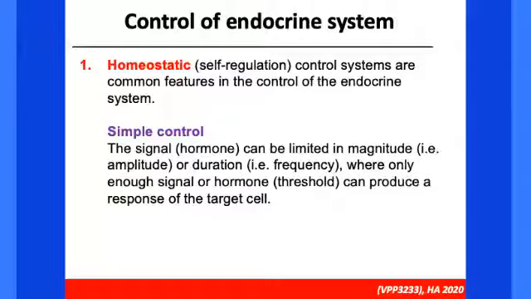In simple control, the hormone signal can be limited in magnitude, for example amplitude, or in duration, for example frequency, where only enough signal or hormone, which is the threshold, can produce a response in the target cells. So the physiological system has an optimum level, or threshold, to make sure the function is in normal condition. We can move to the next slide.